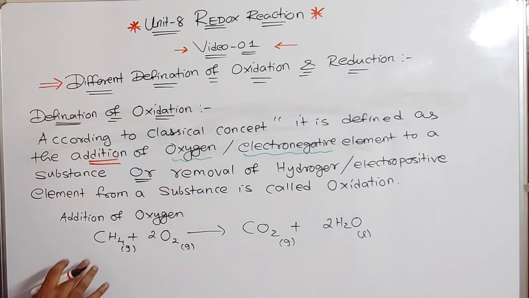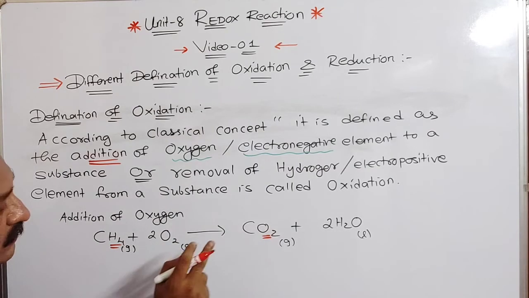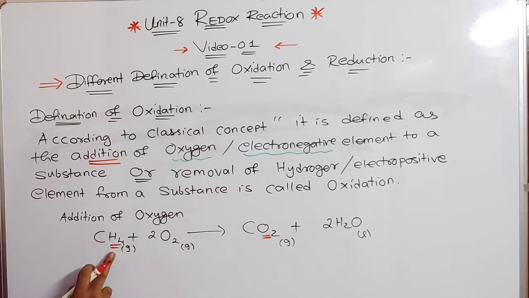So in this case if you see here, addition of oxygen, you can see oxygen is added at this position to carbon. And hydrogen, if you see here, it is removed.